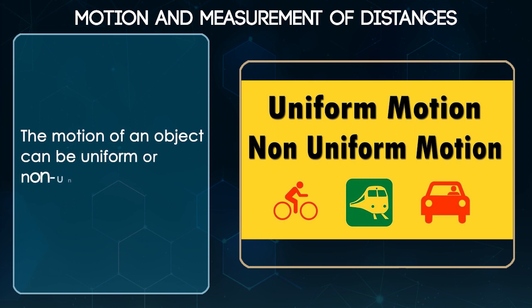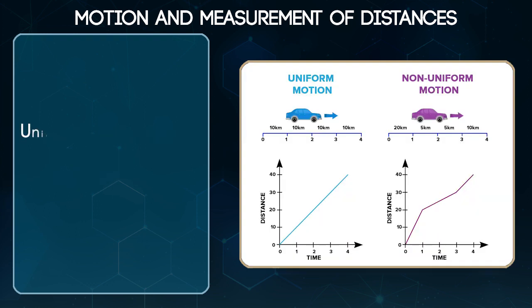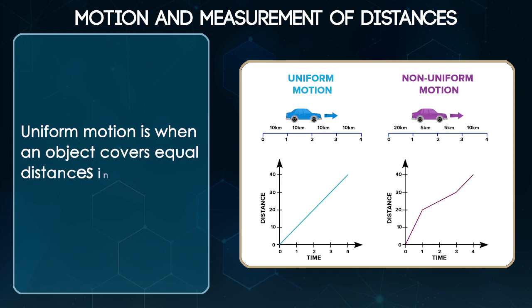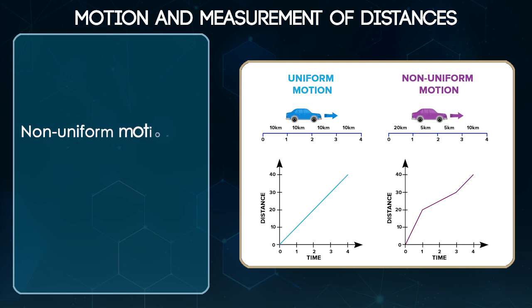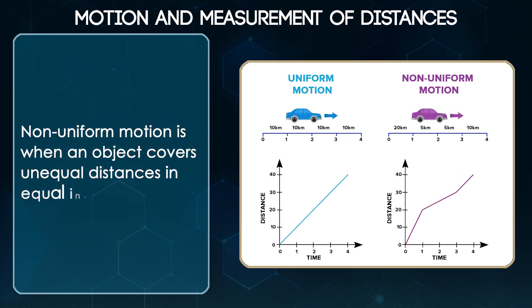The motion of an object can be uniform or non-uniform. Uniform motion is when an object covers equal distances in equal intervals of time. Non-uniform motion is when an object covers unequal distances in equal intervals of time.